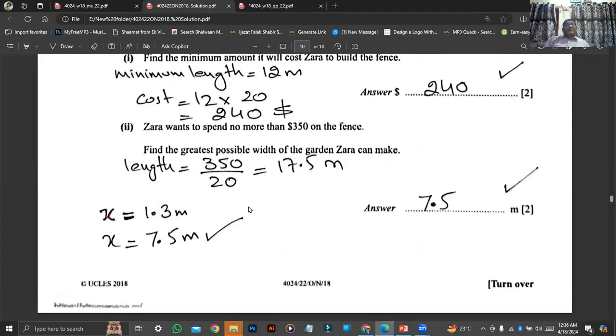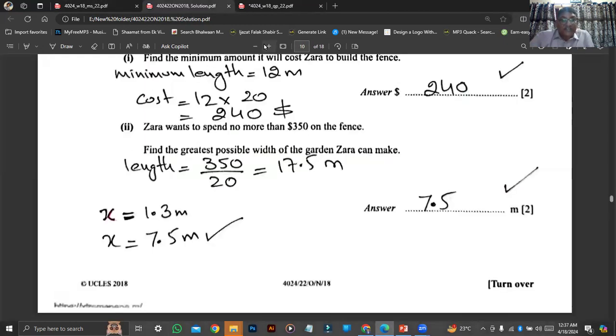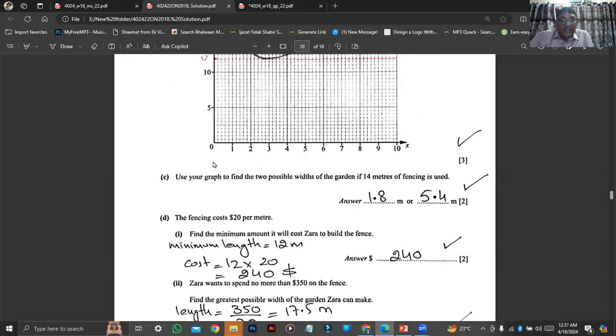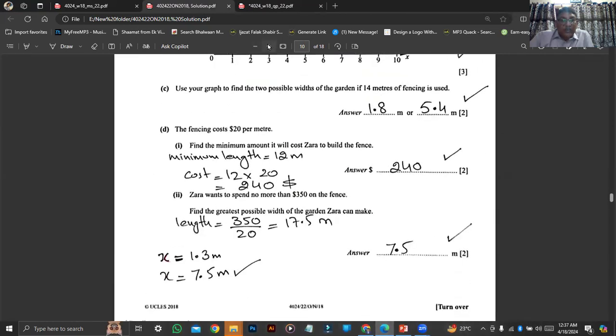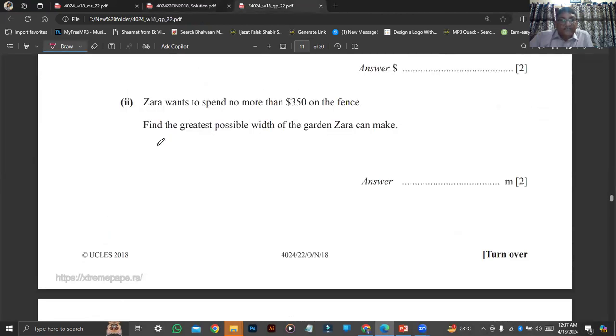So for the greatest possible width, x is the width of that fence and that garden. It is either 1.3 meters or 7.5 meters. So I will take the greatest possible width, and that is 7.5 meters. 7.5 meters is the right answer, sir. So this is how this is done. I hope you understand this last part.